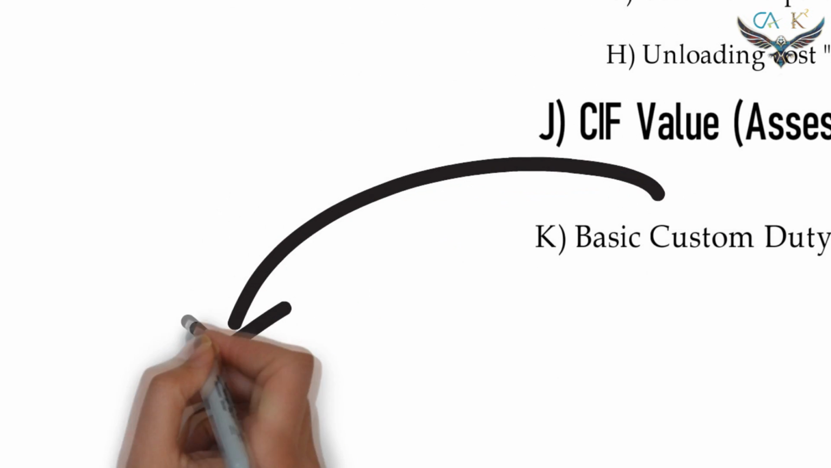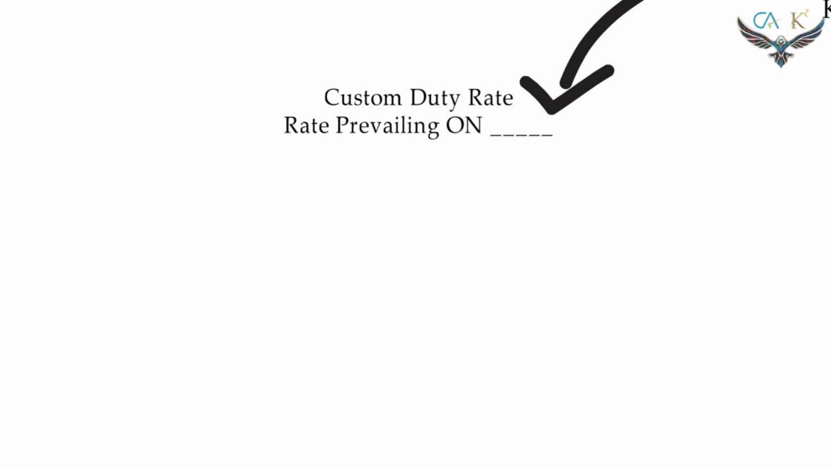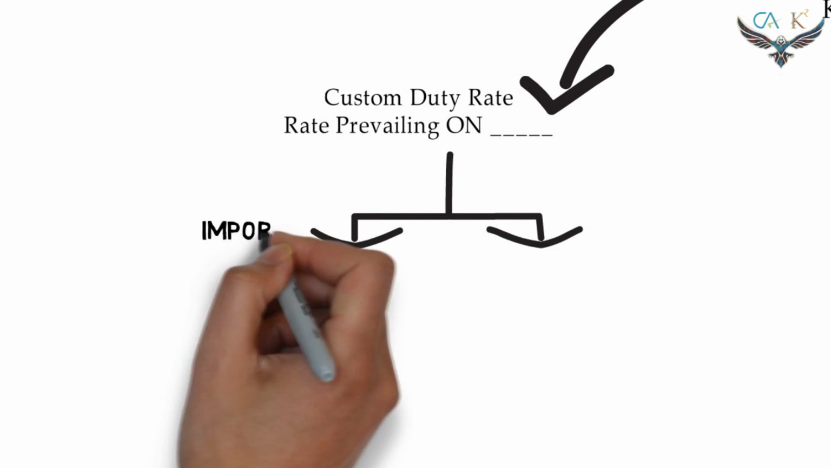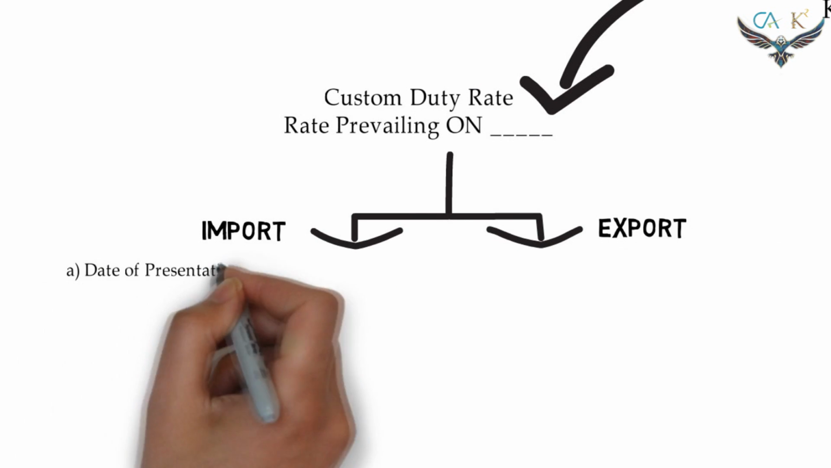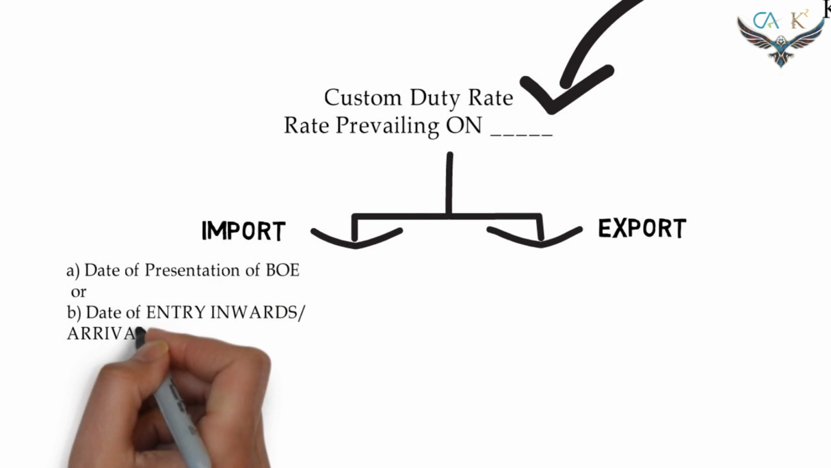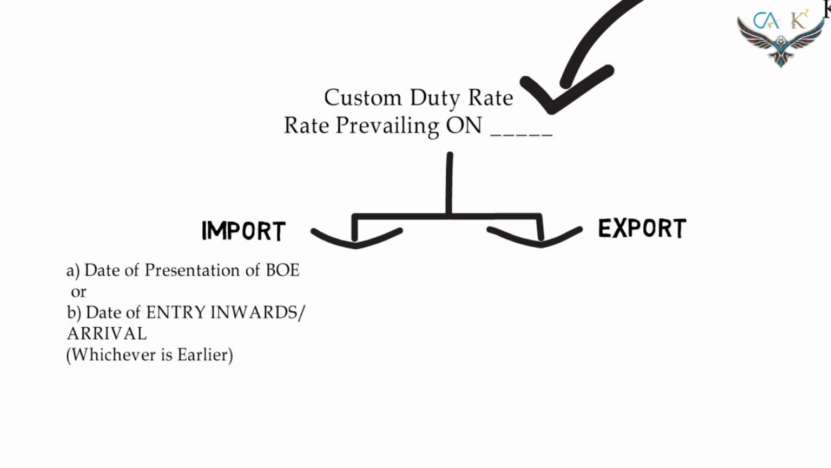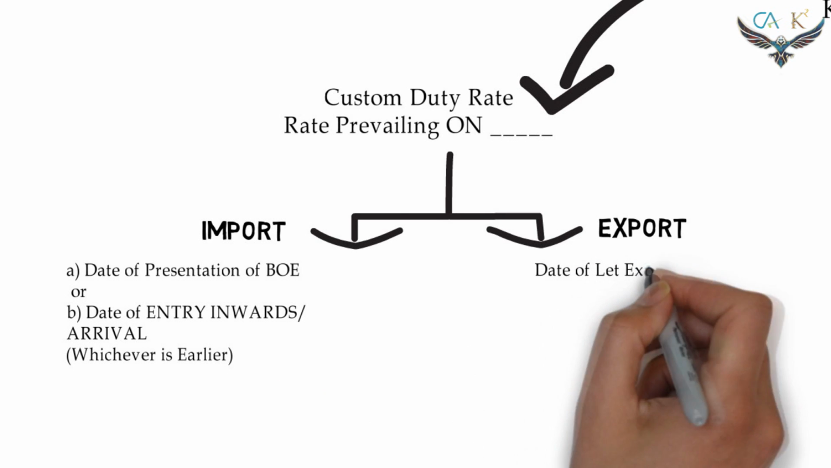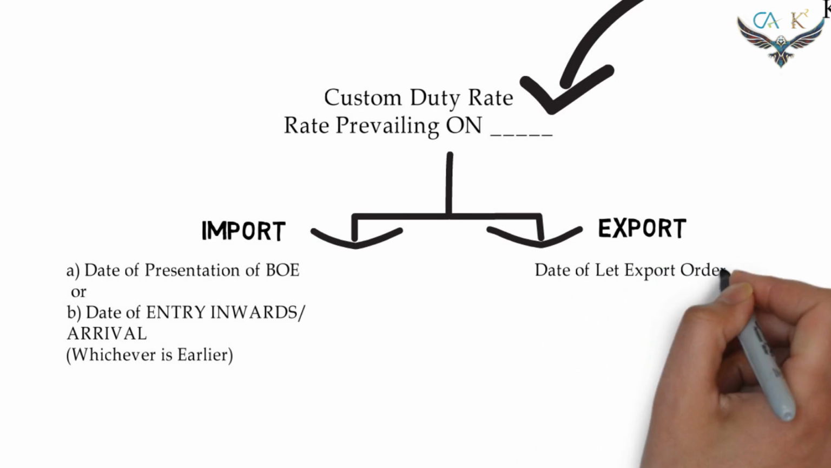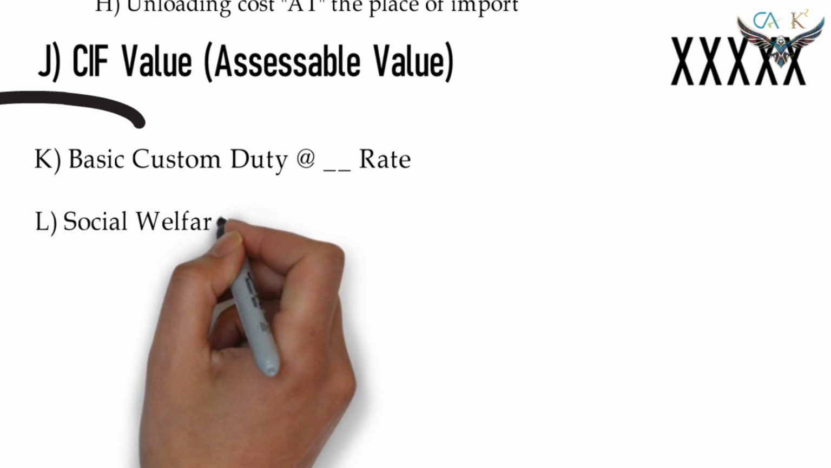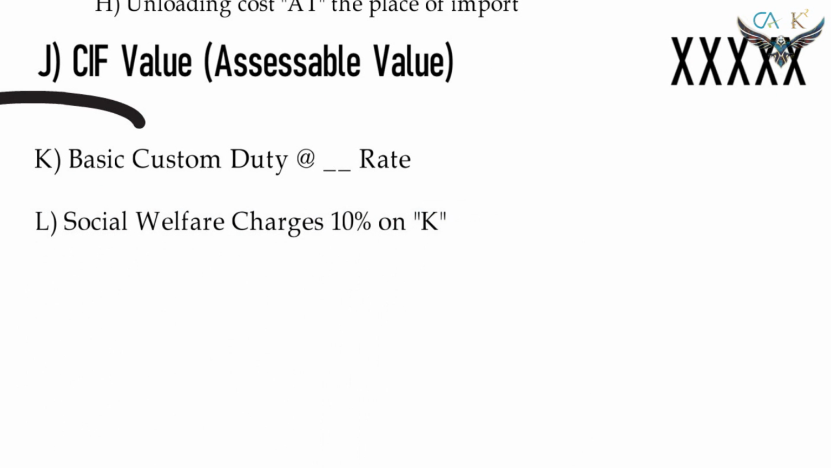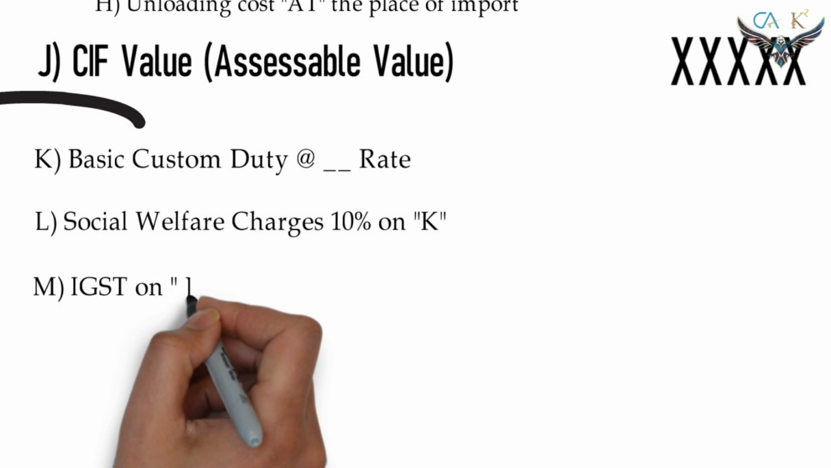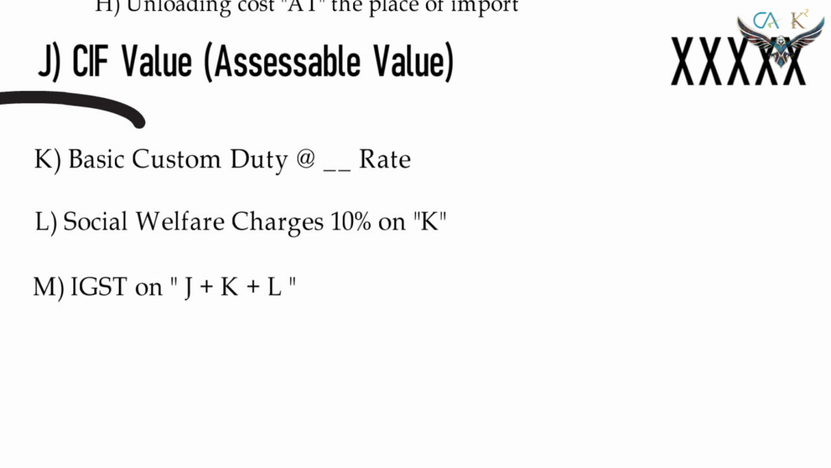The basic customs duty is ascertained by multiplying the customs duty rate on the CIF value. Okay, now let's see how to find the customs duty rate. In case of import, the customs duty rate is determined as of the earlier of the following 2 dates, that is the date of presentation of the bill of entry and the date of entry inwards or arrival. In case of export, the customs duty rate prevailing on the date of let export order shall be taken. The social welfare surcharge is calculated at the rate of 10% on the basic customs duty. And finally, the IGST is calculated on the sum of the CIF value, basic customs duty and social welfare surcharge.